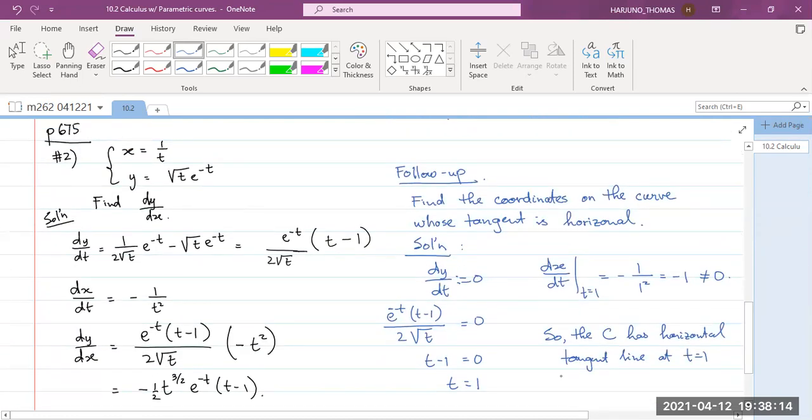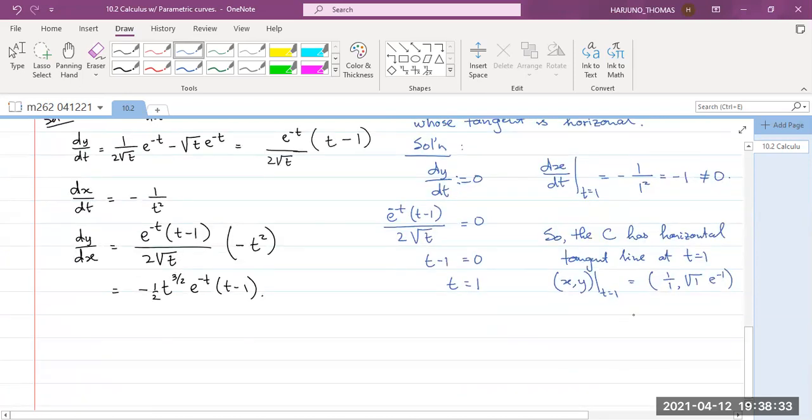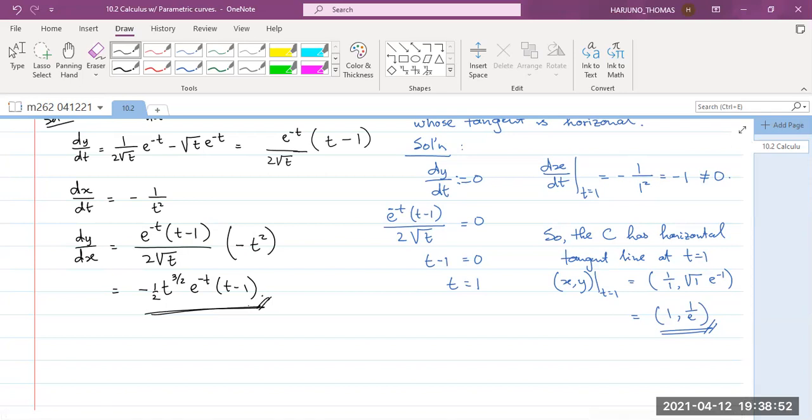But when t equals 1, what's the coordinate? So x, y, when t equals 1: the x is 1 over t, so that's 1 over 1. The y is radical t e to the negative t. So the coordinate is (1, 1/e). Okay, that's for number 2.